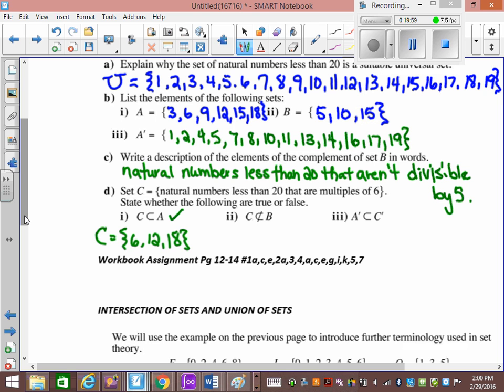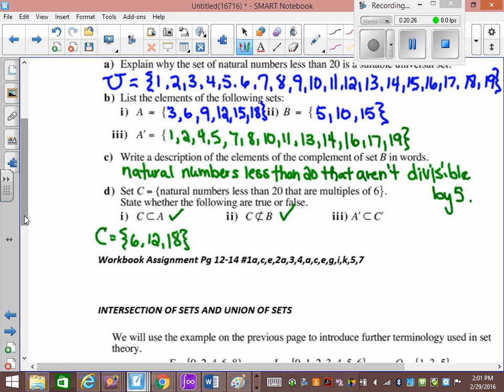C is not a subset of B. In order for C to be a subset, everything in C has to be in B. The moment that one of these is not in B, it's not a subset. Is 6 in B? No. So this is true. 12 also isn't, and neither is 18, but it doesn't matter. Even if just one of those numbers is not found in the second set, it's not a subset.